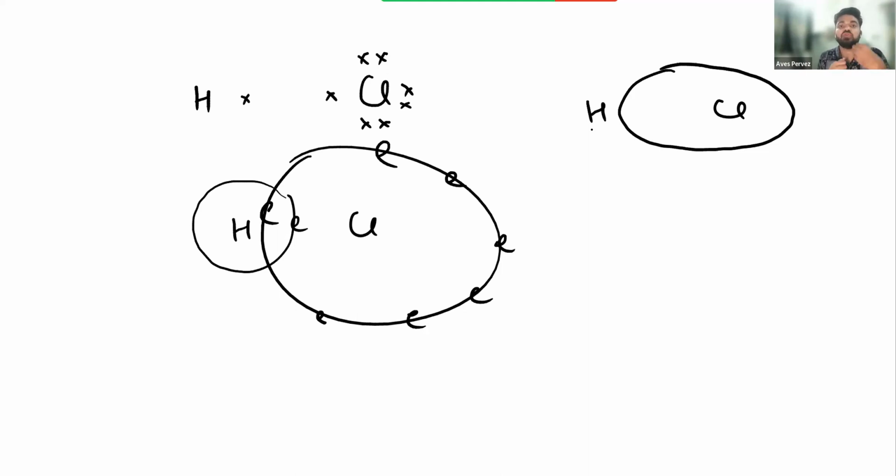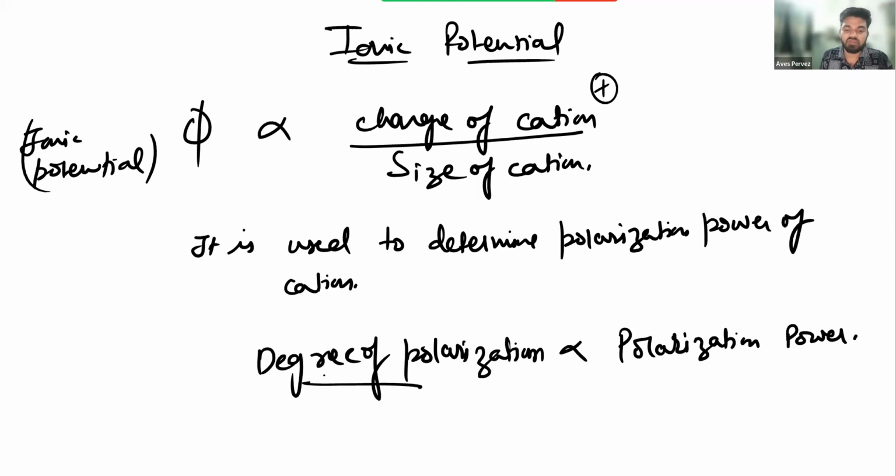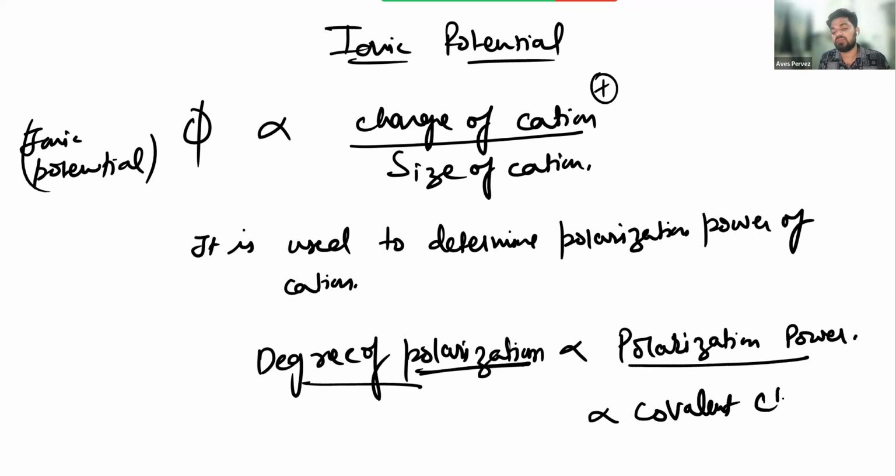Okay, and if there is no distortion taking place, then it is a purely ionic compound. So ionic compound means no polarization. We can simply say less covalent character. Okay, understood? So we can say here that the degree of polarization is directly proportional to polarizing power, and it is directly proportional to covalent character. Please note it down. The degree of polarization is directly proportional to polarizing power is directly proportional to covalent character.